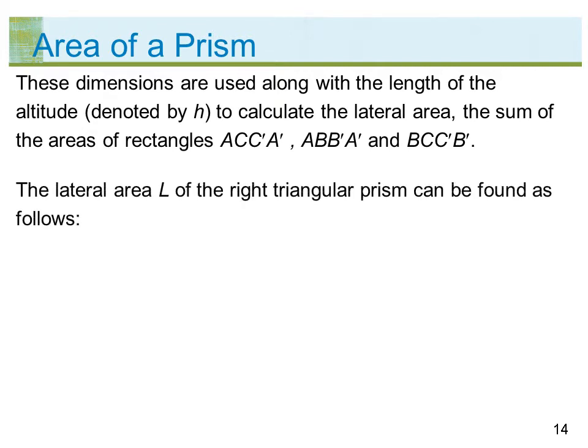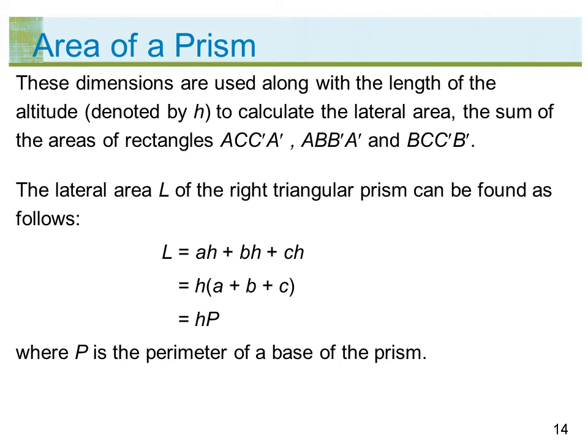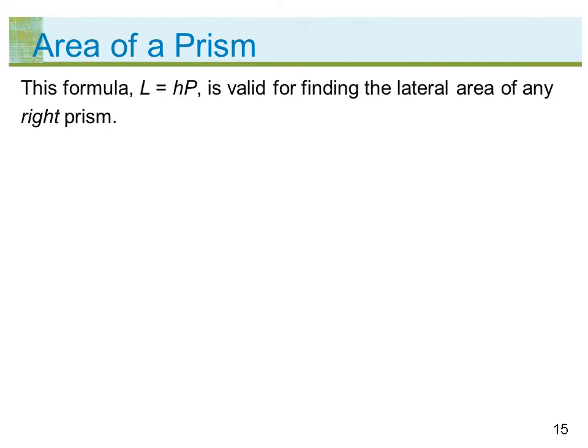The lateral area, L, of the right triangular prism can be found as follows. L equals ah plus bh plus ch. This equals h times the quantity a plus b plus c. This equals h times P, where P is the perimeter of a base of the prism. This formula, L equals hP, is valid for finding the lateral area of any right prism.